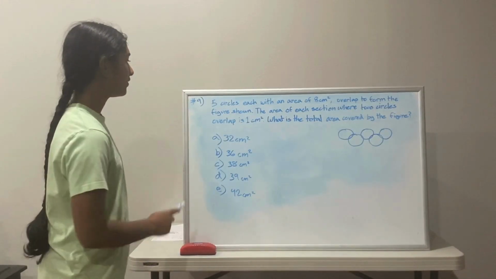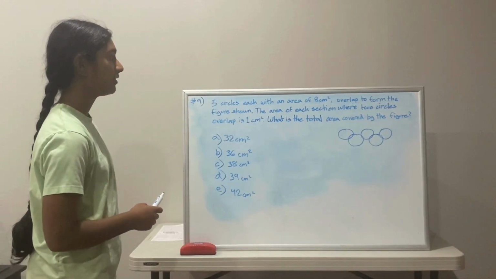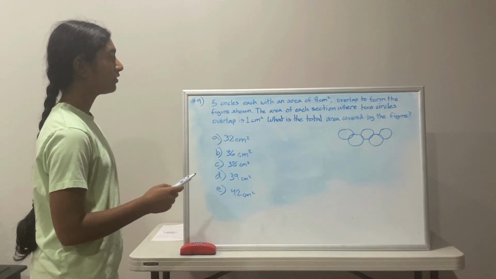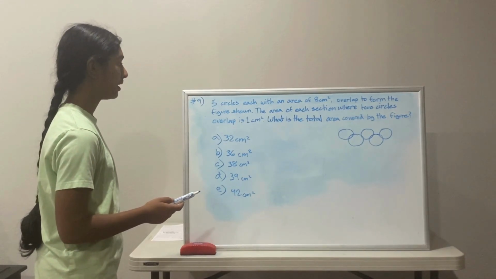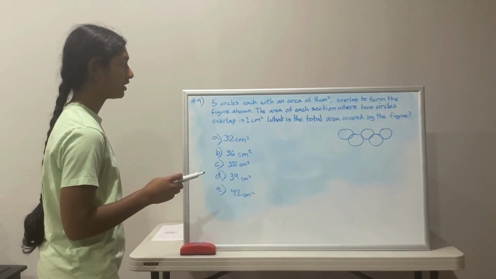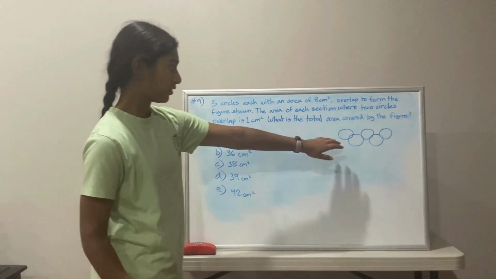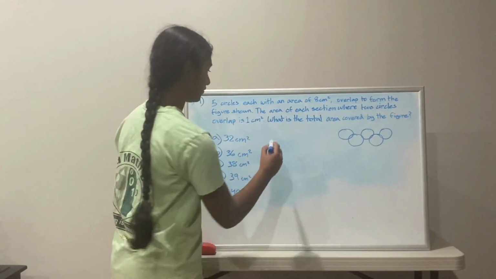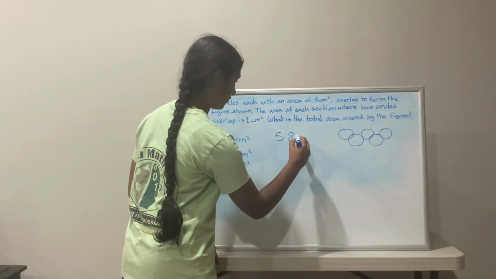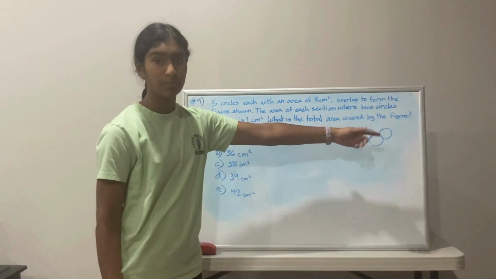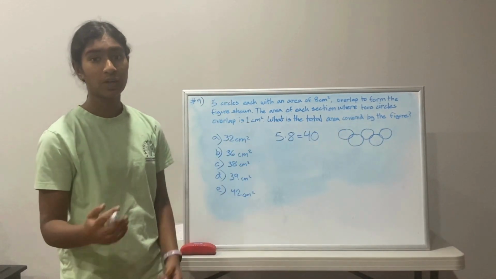Number 9. 5 circles, each with an area of 8 centimeters squared, overlap to form the figure shown. The area of each section where 2 circles overlap is 1 centimeter squared. What is the total area covered by the figure? So we've got 5 circles, each with an area of 8, so 5 times 8 is 40. But the parts where they overlap, we counted twice, so we've got to subtract that.